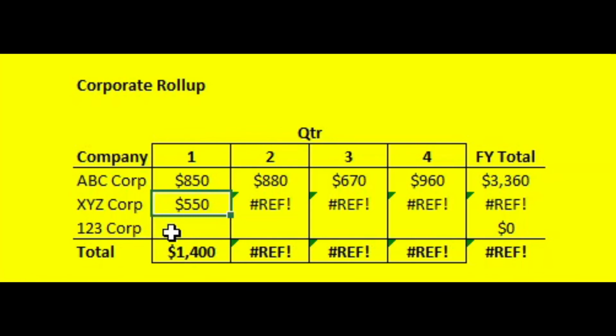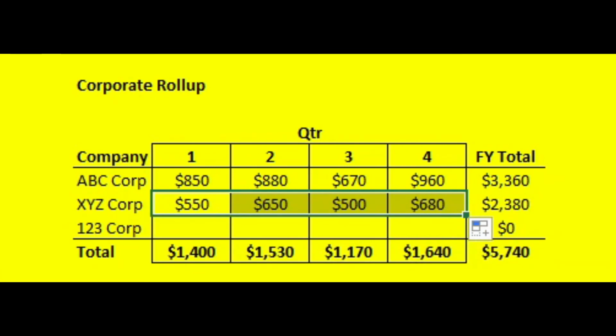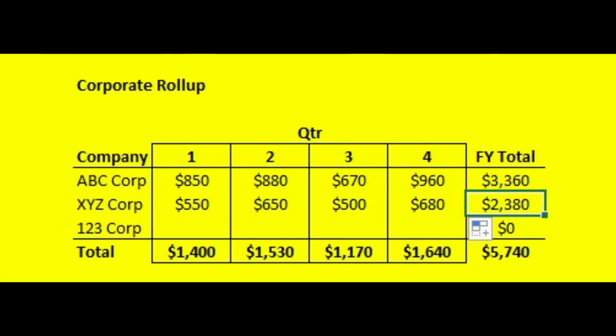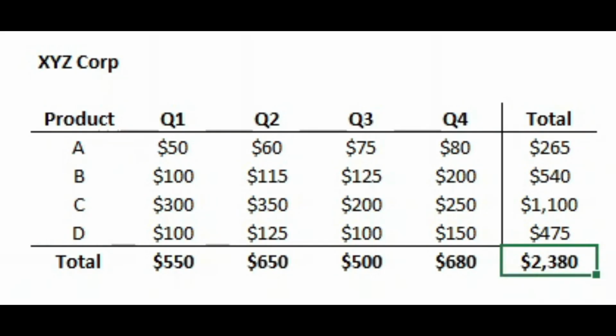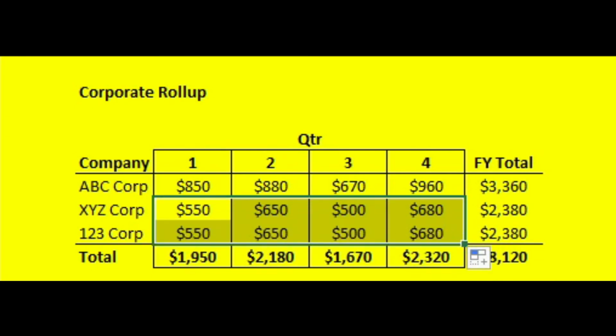So what we see here now is 550. So if we were to drag this over, now we have the correct information for XYZ Corp, which totals $2,380. And if we go back to our table, we see 2,380. Now we're going to highlight this, drag it down, and now we have the same exact information from XYZ Corp in 123 Corp.